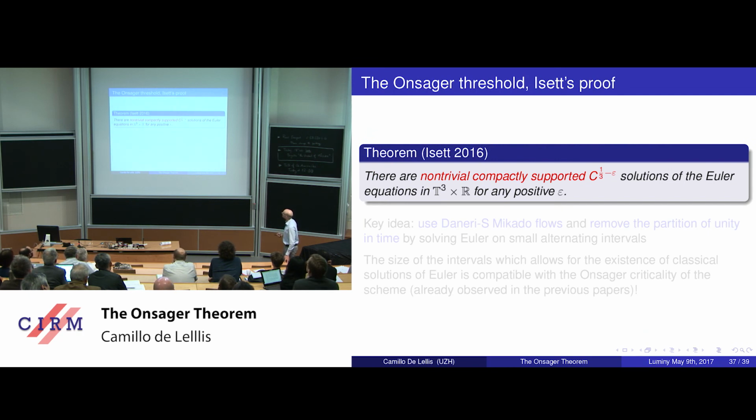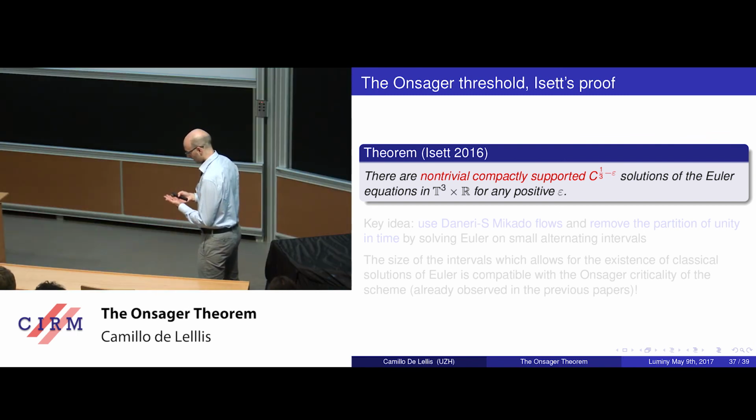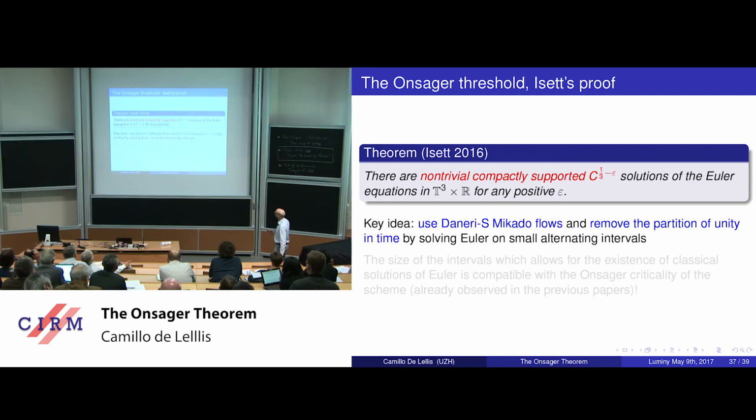Okay, then finally, Phil Isett, in August 2016, so last year, actually proved that there are non-trivial compactly supported C^(1/3 minus epsilon) solutions. So this time, the Hölder norm is uniformly controlled in time. Okay, and what is he doing? Well, okay, this is a typo actually. He's in the periodic torus, not in R^3.